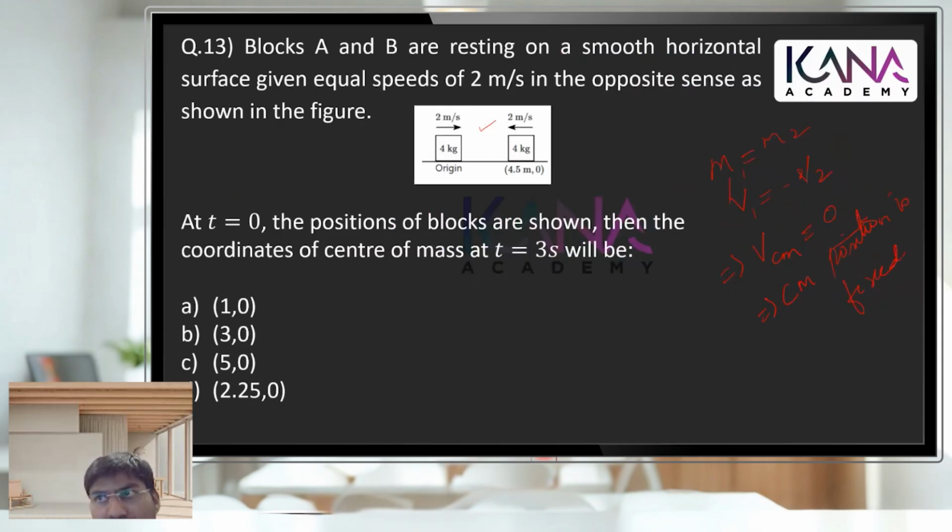Okay. From the given initial positions in the figure, x is equal to... it will remain as the same point. Yeah. So it will remain as the same point.